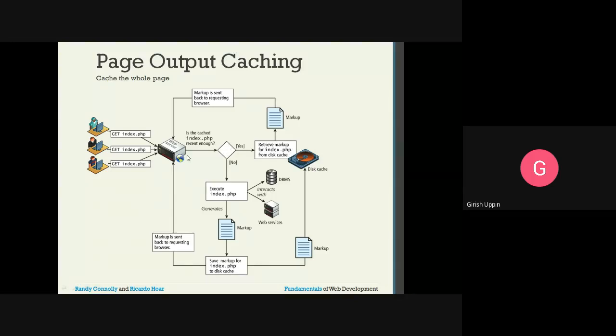If the answer to "is the cached index.php recent enough?" is no, meaning it is not recent, then you go the other route. So execute index.php. This particular PHP might interact with the DBMS, and it might call some web services, whatever it does. Then whatever markup is created, when it generates the markup, one copy is saved to the disk and it is sent back to the browser. When we keep this copy on the disk, it becomes the most recent markup.